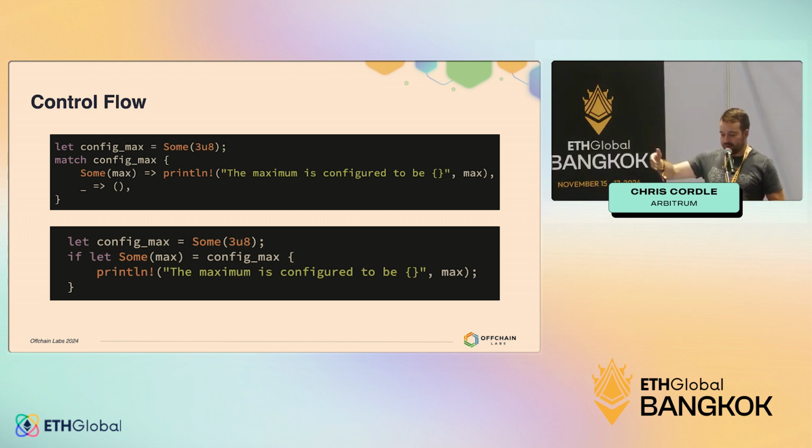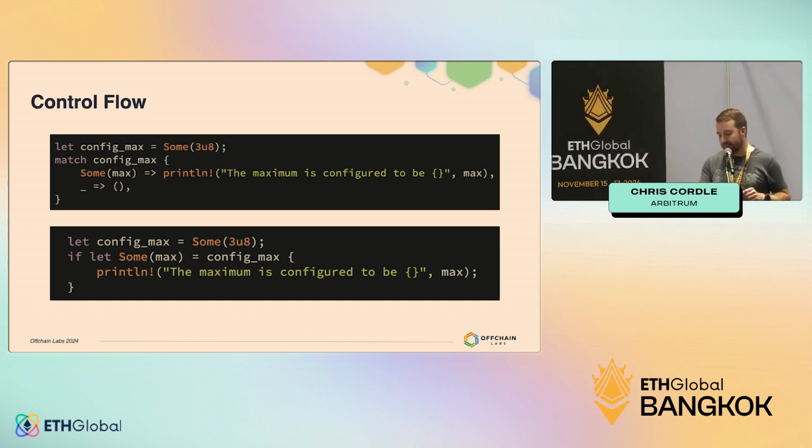You can say let config_max = Some(3u8). What that statement is saying is, Rust has this Option type where it can either be None or Some, and that Some keyword is just like, if this value has something in it and it's not the None type, then it will match on that Some branch.